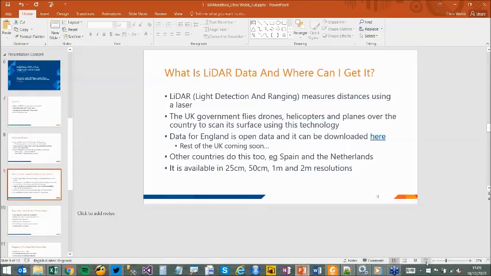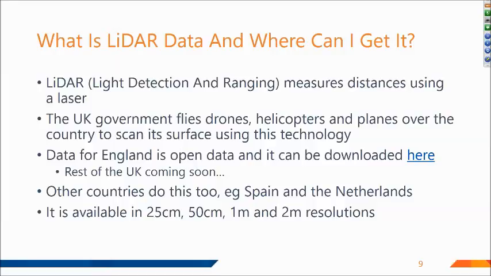LiDAR stands for Light Detection and Ranging. So the UK government, specifically the UK Environment Agency, flies drones and helicopters and planes all over the UK and uses LiDAR to scan the surface of the country. So what we get is not just a 2D map of the country, but actually a genuine 3D map of the surface of the UK.